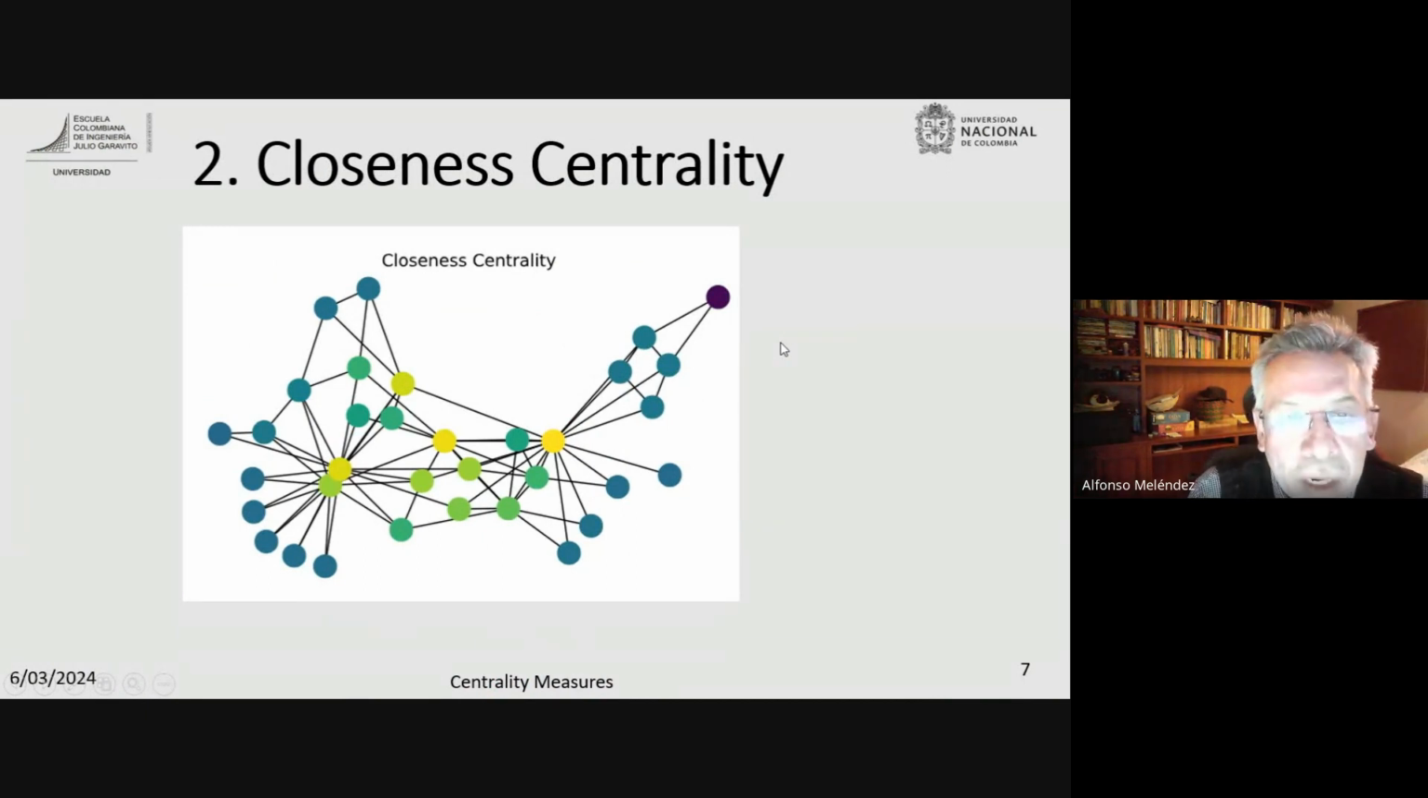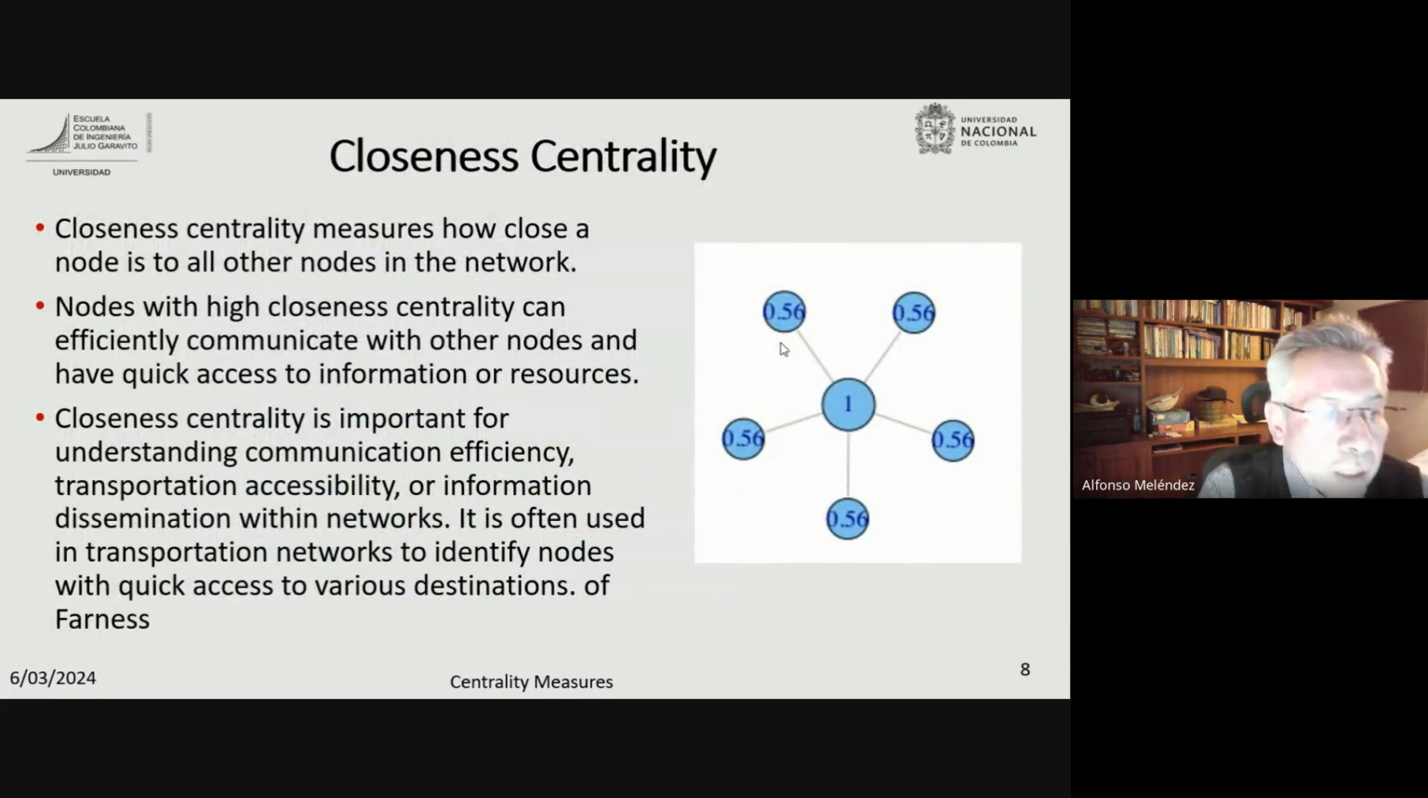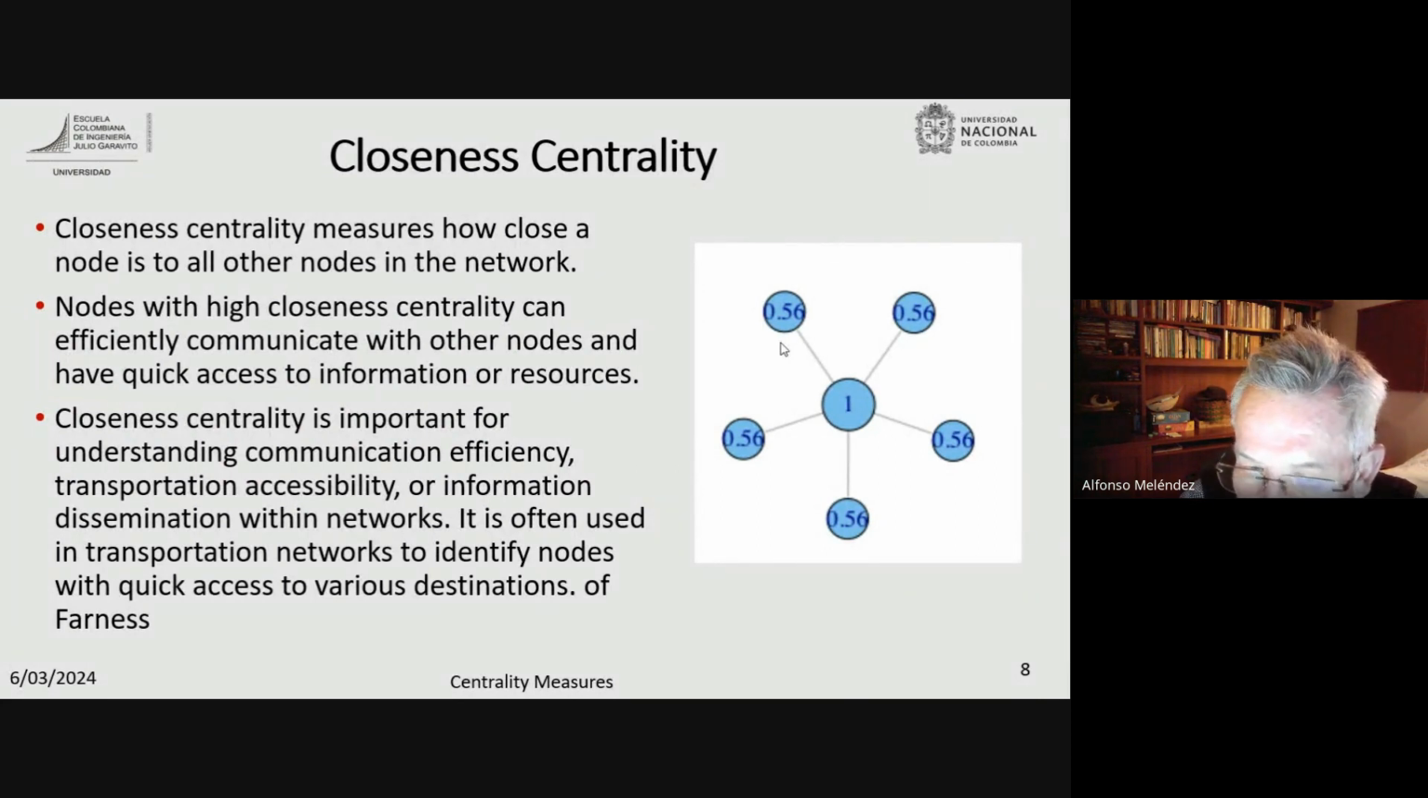Closeness centrality. Second important measure of a node in a network. Closeness centrality measures how close a node is to all other nodes in the network. Nodes with high closeness centrality can efficiently communicate with other nodes and have quick access to information or resources. They are important for understanding communication efficiency. If you are going to spread an information from a node with high closeness centrality, the information is going to flow faster. It is often used in transportation networks to identify nodes with quick access to various destinations.